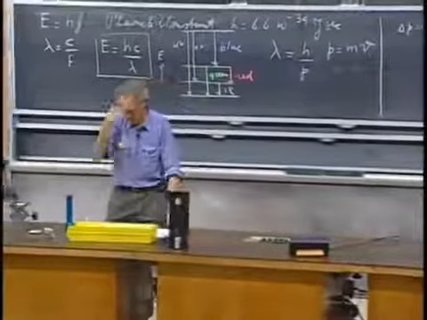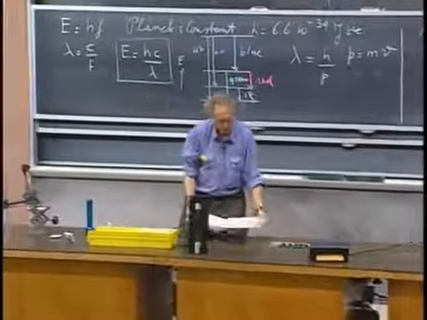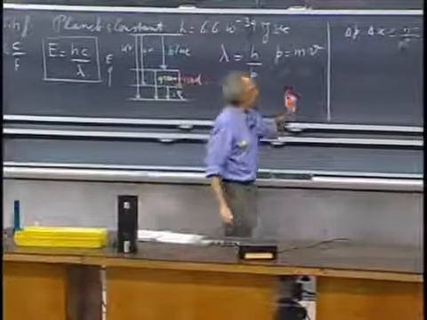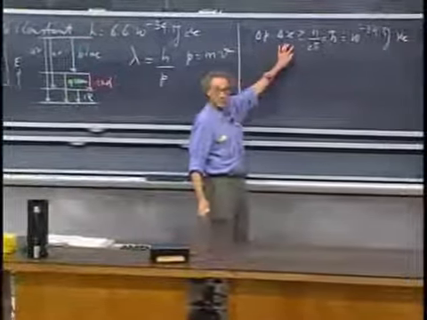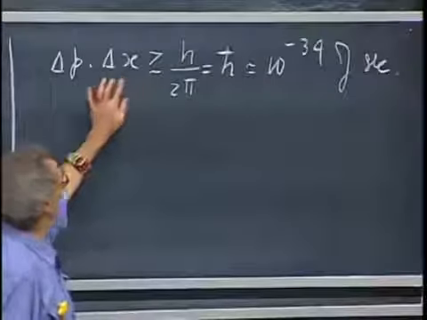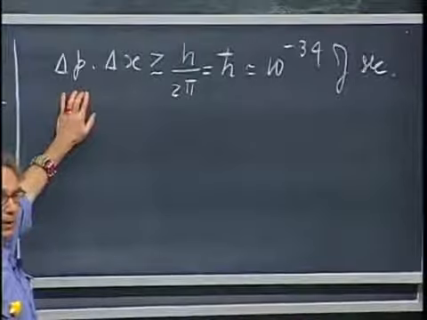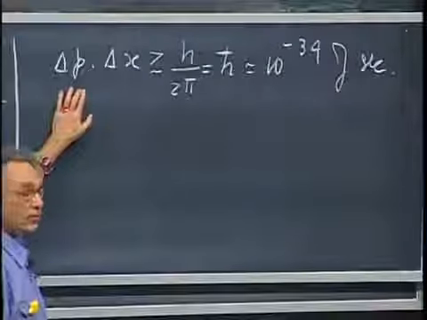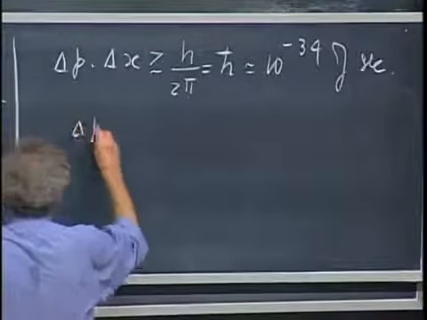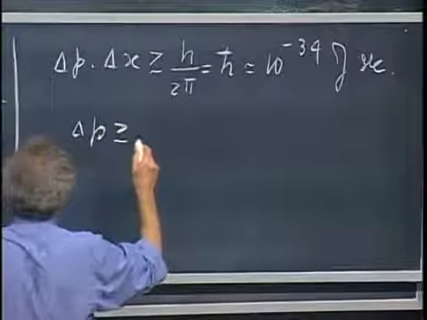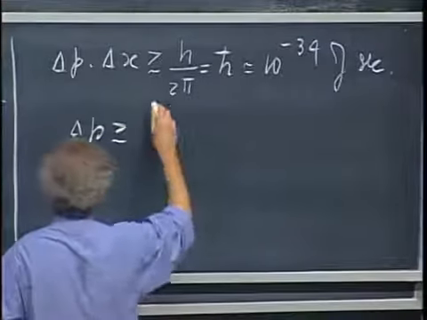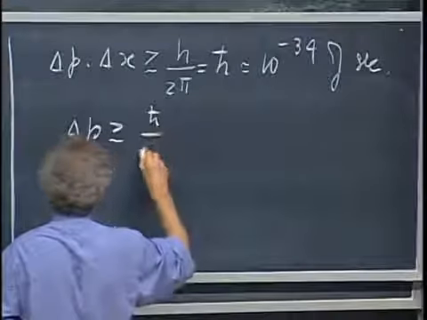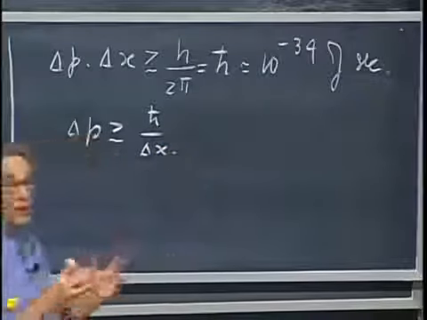What does this mean now? Well, it means that if the position is known to an accuracy delta x, and we'll give you some examples, then the momentum is ill-determined, is not determined to the amount delta p larger or equal than h bar divided by delta x. That's what it means.